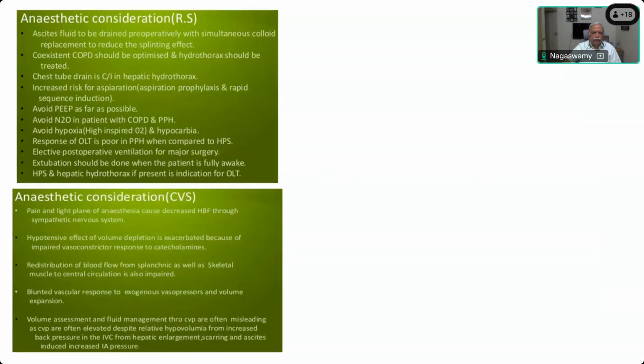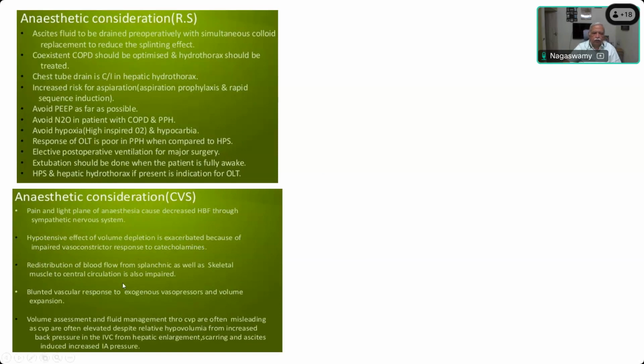And anesthetic consideration for the cardiovascular system: pain and a light plane of anesthesia cause a decrease in hepatic blood flow. So adequate depth should be maintained. The hypotensive effect of volume depletion is exacerbated. So our aim is to maintain and preserve the hepatic blood flow at all times so that we don't precipitate an acute liver failure because of the surgical and anesthetic stress. That is the main aim.